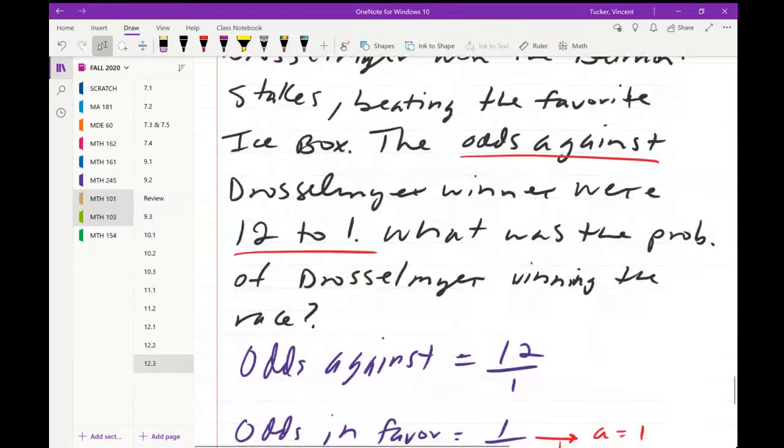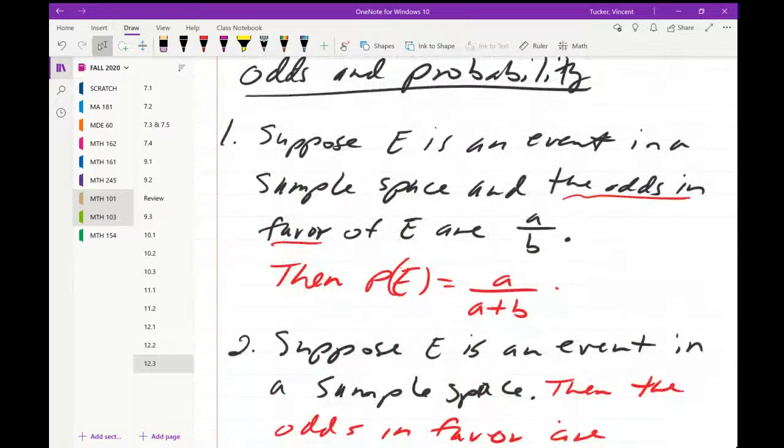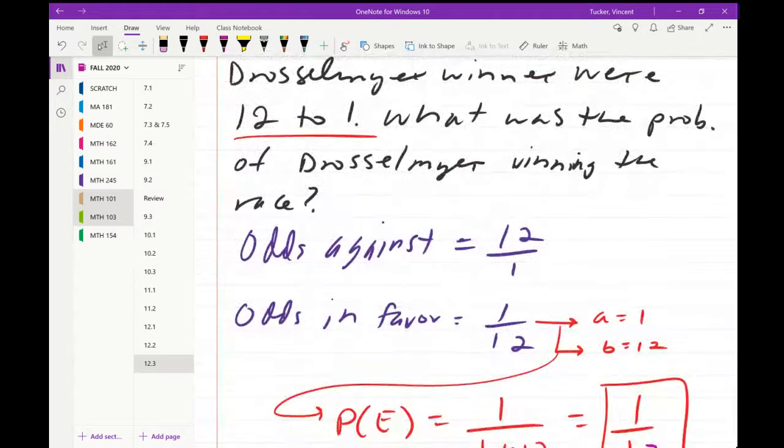All right, so the odds against is 12-1. But if you want to know the probability, remember the connection between probability and odds. Let's go back to our relationship, which is odds in favor. So odds against is 12/1. That means odds in favor is 1/12. So you're just flipping them. Remember, that's the relationship between the two.